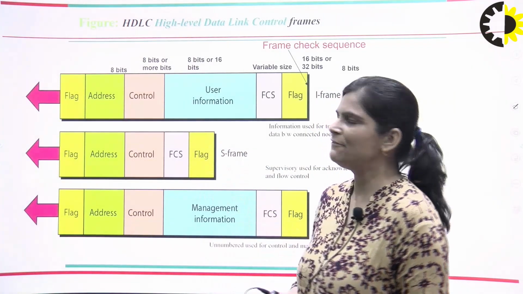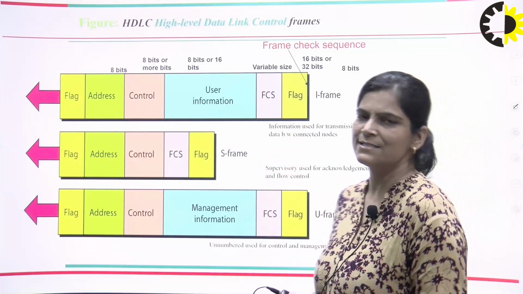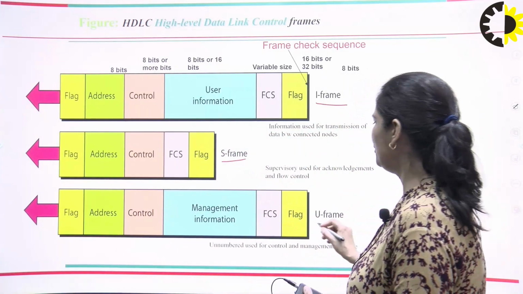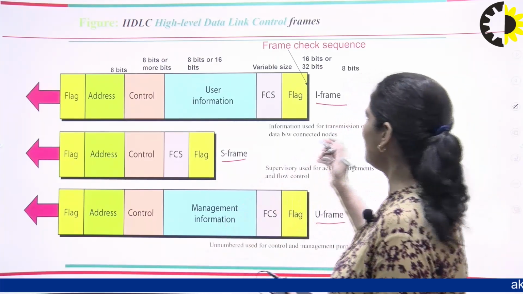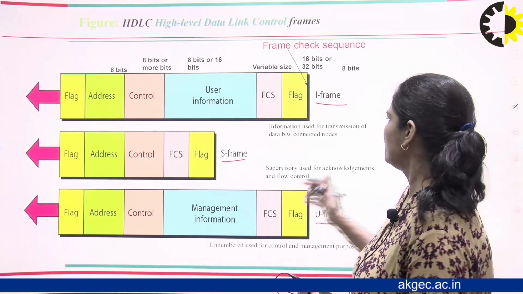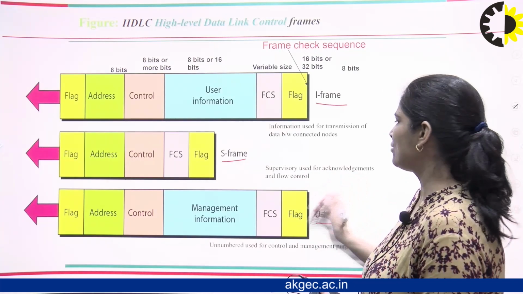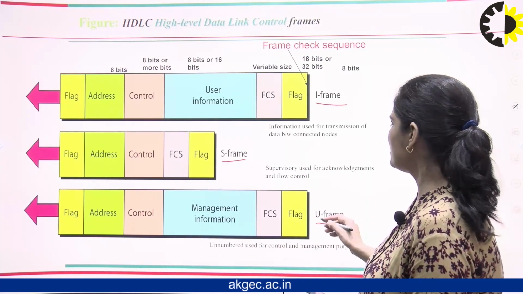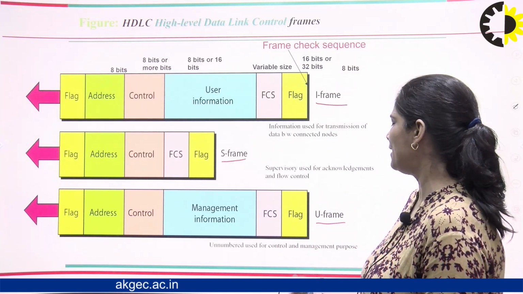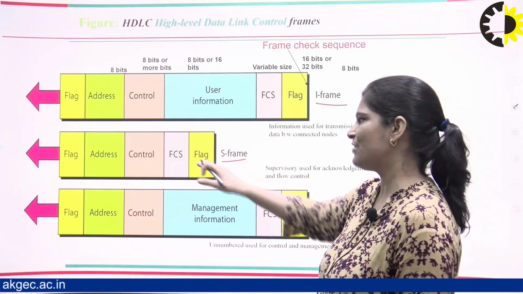Now this is the frame format of HDLC. You can see it has three types: I frame, S frame and U frame. I frame stands for information frame, used for transmission of data between connected nodes. S frame is the supervisory frame, used for acknowledgements and flow control. U frame means unnumbered frame, used for control and management purposes. Now this is the format of the I frame, this is the S frame, and this is the U frame format.